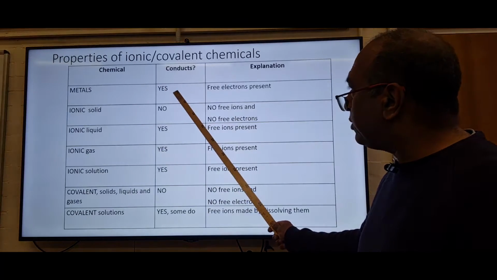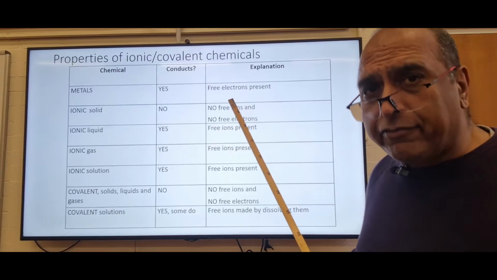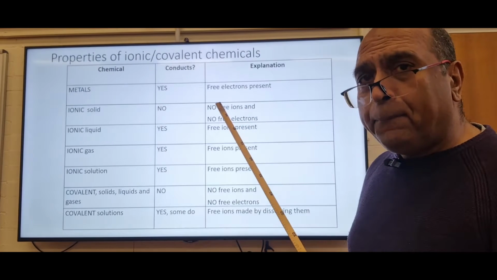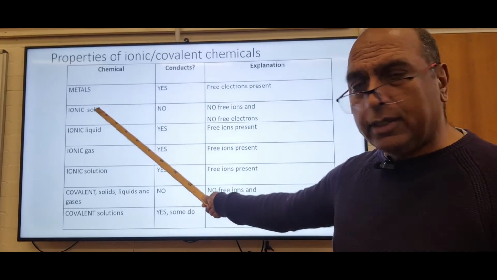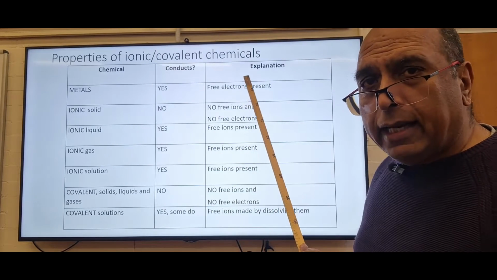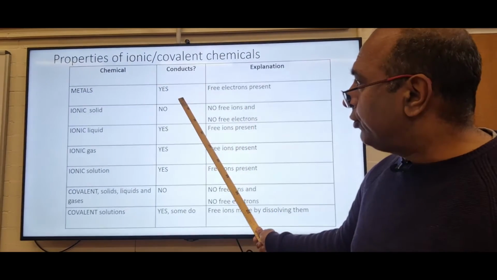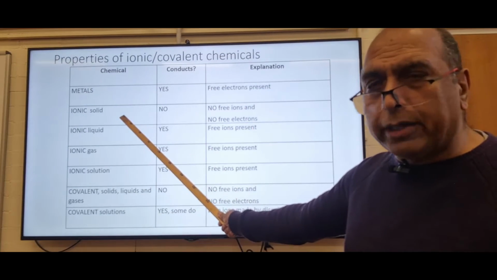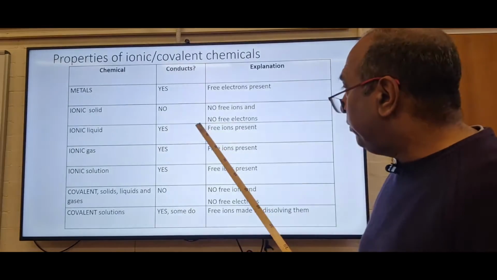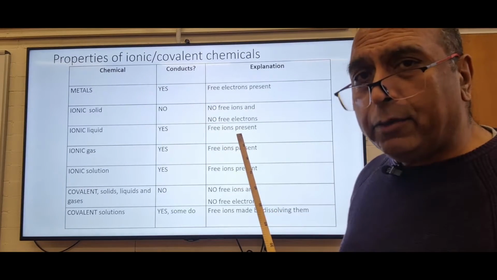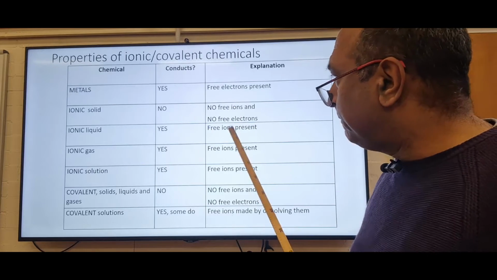Metals conduct, yes. Why? Because they have free electrons. Now, if you don't understand them having free electrons, you need to go back to the bonding topic and look at metallic bonding. Metals have positive ions with freely moving electrons around them. The freely moving electrons cause the conduction. Well, how about ionic solid? No, there's no free ions, no free electrons. Ionic liquid? Yes, because the ions will then be free and they will conduct electricity, and that's my first electrolysis experiment I'm going to show you later.